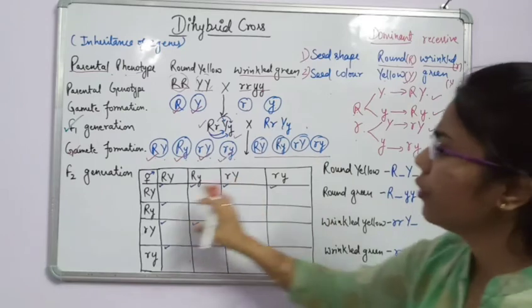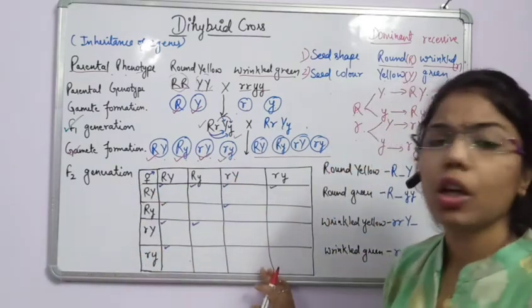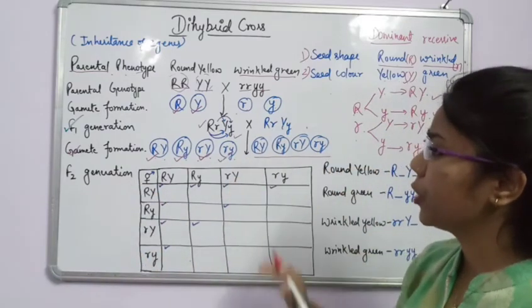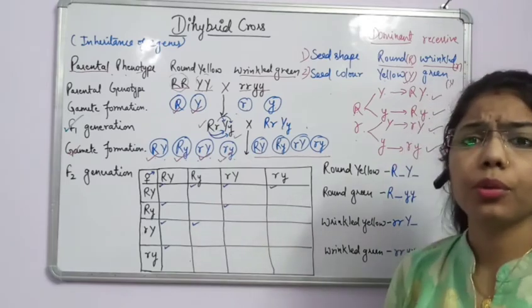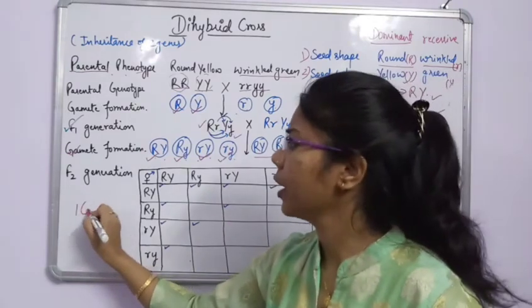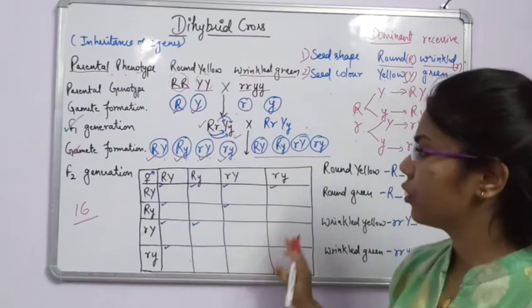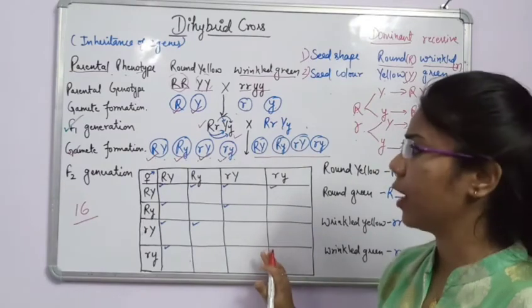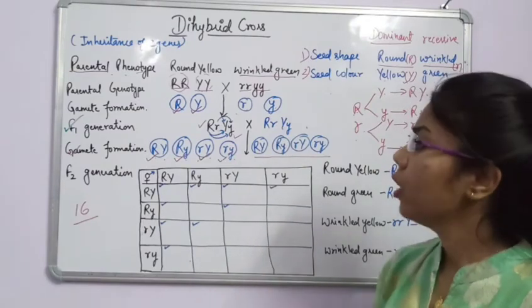Okay, so now what we will do in F2 generation, after the gamete formation, what will happen? They will produce 16 types of combination. Okay, how many? 16, and we will show it with the help of Punnett square method. In Punnett square method, what we are doing?